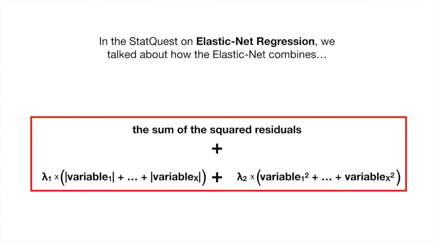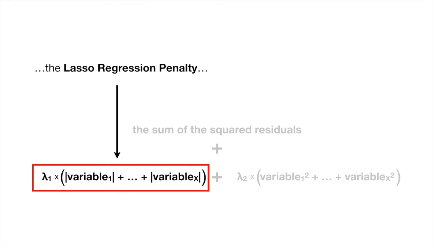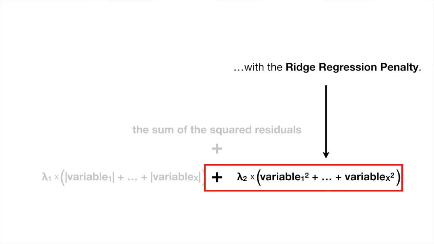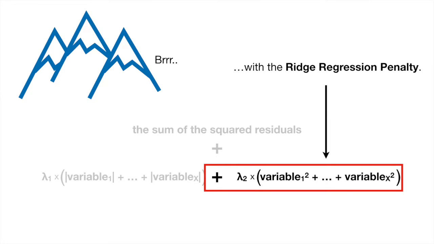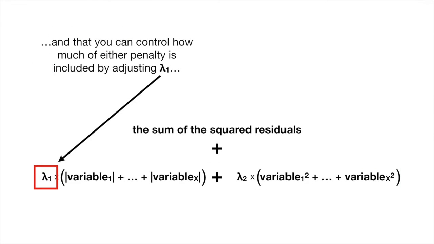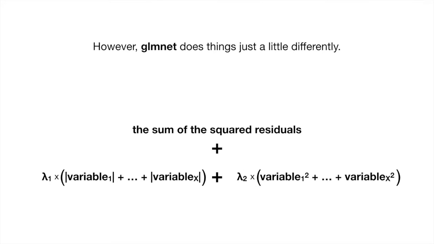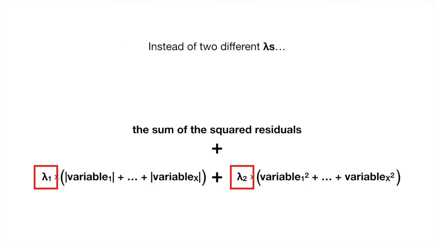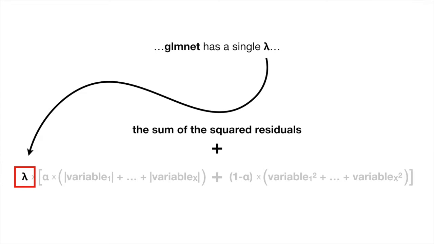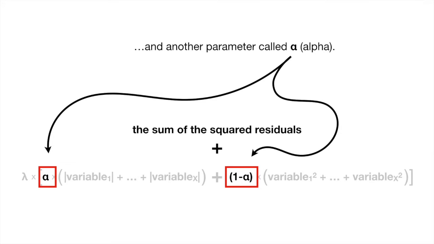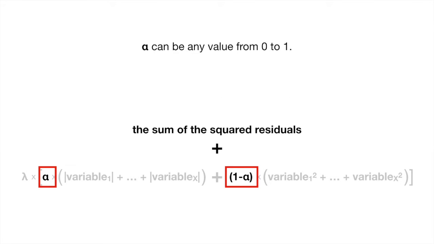In the StatQuest on Elastic-Net Regression, we talked about how the Elastic-Net combines the Lasso regression penalty, yeehaw, with the Ridge regression penalty, brr, and that you can control how much either penalty is included by adjusting lambda sub 1 or lambda sub 2. However, GLMnet does things just a little differently. Instead of two different lambdas, GLMnet has a single lambda and another parameter called alpha. Alpha can be any value from 0 to 1.